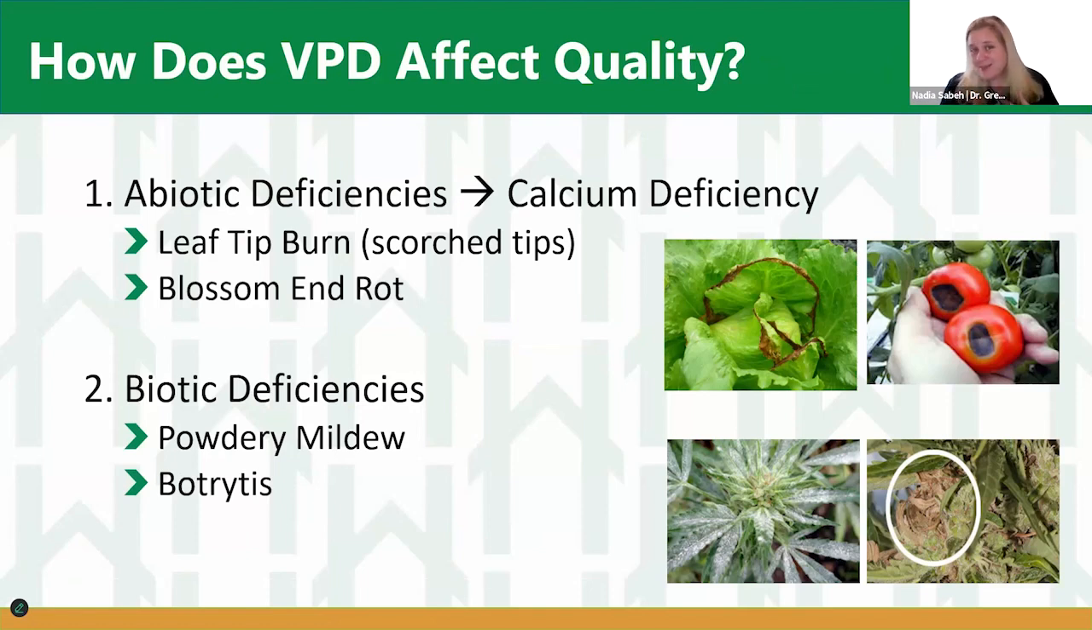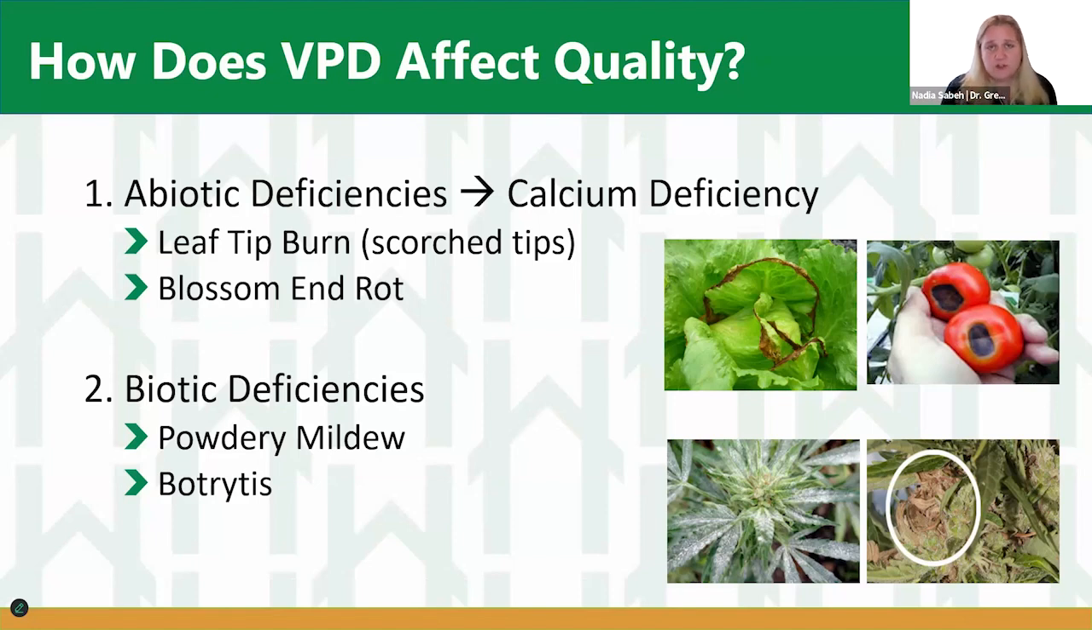Honestly, I think more about VPD in terms of the quality of the crop than I do necessarily about the yield and growth of the crop, because this is one of the first signs, right? Quality is one of the first signs that we know that something is wrong with the vapor pressure deficit. So, there are two deficiencies.